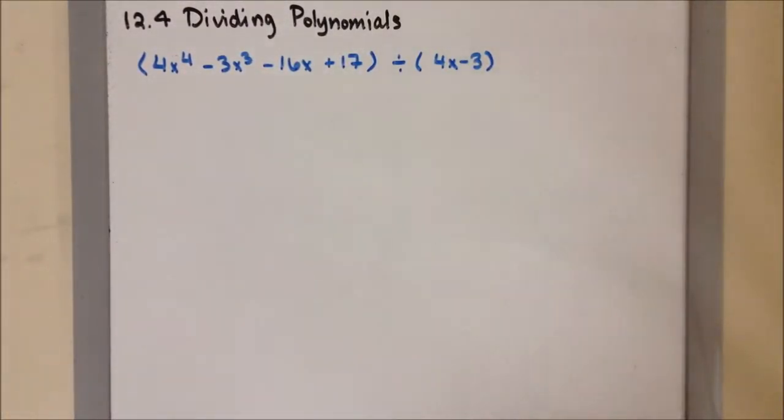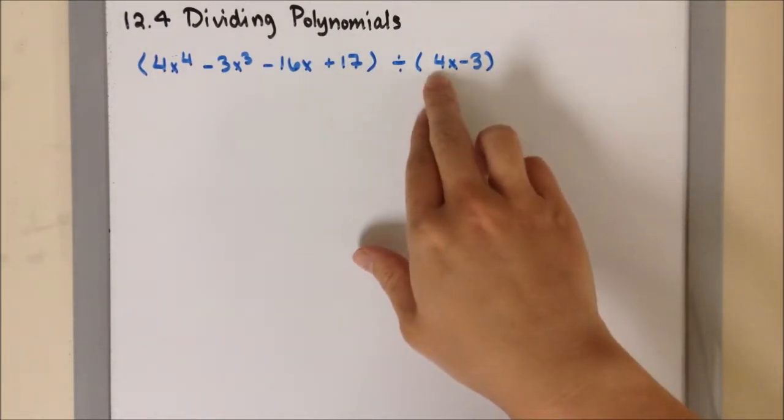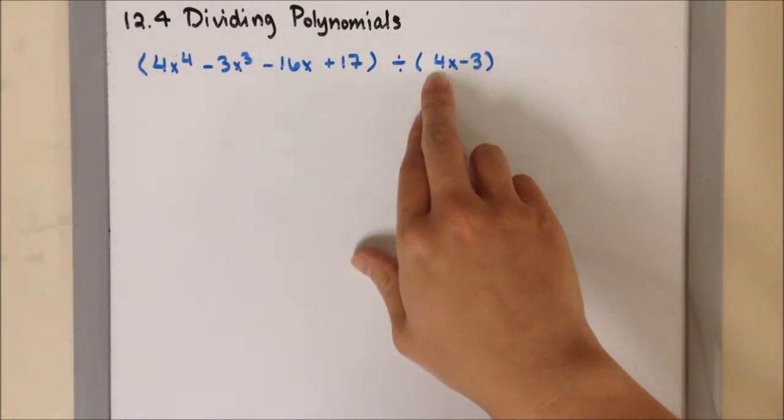Alright, in this last part, we're going to cover dividing polynomials with long division. And again, long division will work for any type of polynomials you're dividing, especially when the leading coefficient of your divisor, right here, is a number besides 1.